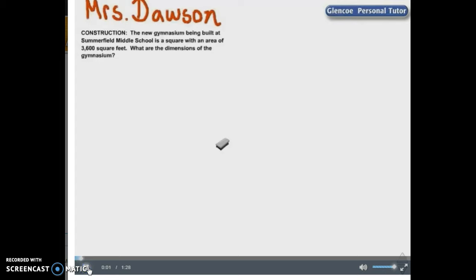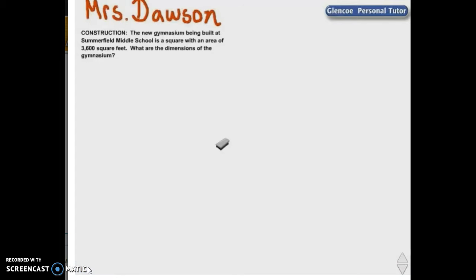The following is a real-world example involving construction. The new gymnasium being built at Summerfield Middle School is a square with an area of 3,600 square feet. What are the dimensions of the gymnasium? Let's begin by drawing a square and noting that in a square, all 4 sides have the same length and each angle is 90 degrees.